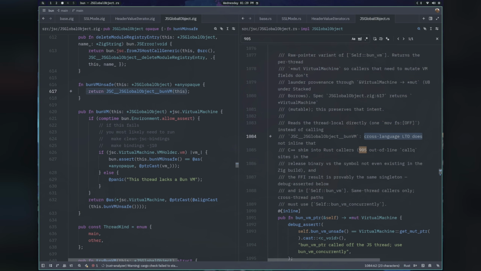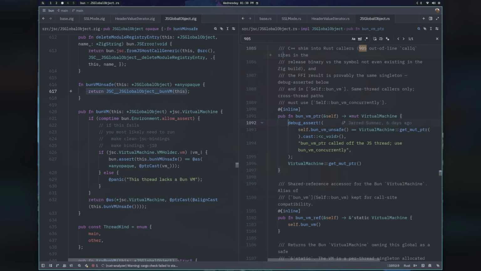Cross-language LTO does not inline that C++ shim into Rust callers. Found that in the release binary, the Zig version produces 905 out-of-line call queue sites, whereas the Rust version produces 0, because, well, it never goes through C++. Then it added a debug assertion in case that assumption ever breaks.